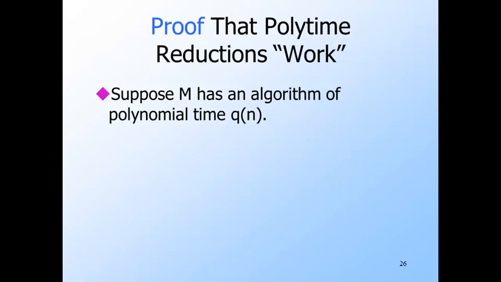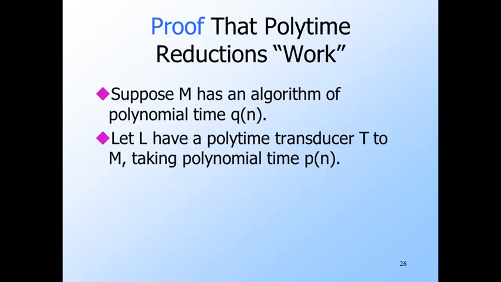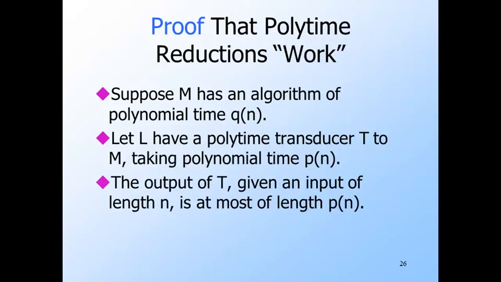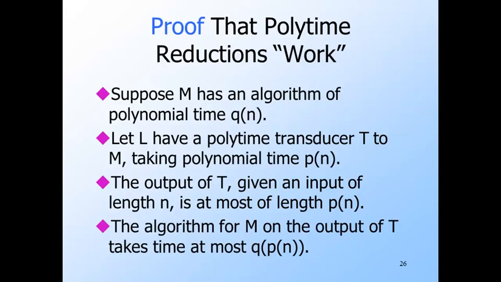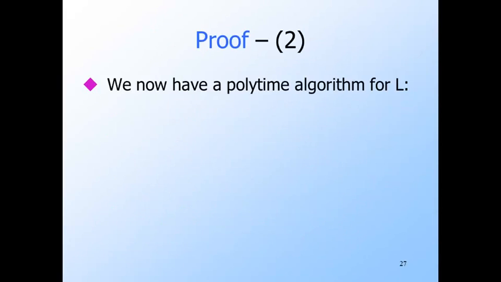So suppose M has a polytime algorithm, say running time Q of n for some polynomial Q. Let there be a polytime transducer T from some problem L to M. And let the time taken by T be P of n for some polynomial P. The output of T, given an input of length n, is at most of length P of n. So when we run the algorithm for M on this input of length P of n, the algorithm takes time Q of P of n. Note that a polynomial of a polynomial is a polynomial. The degrees of the polynomial are multiplied, but it's still a polynomial. We claim there's a polytime algorithm for L.